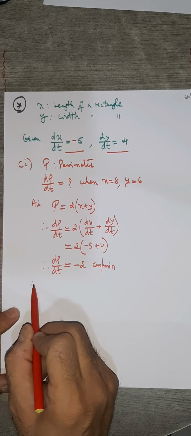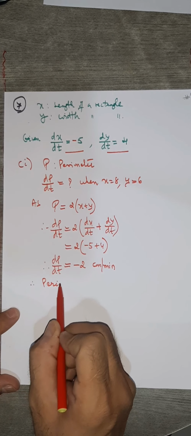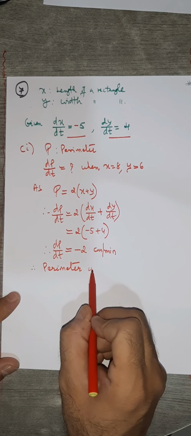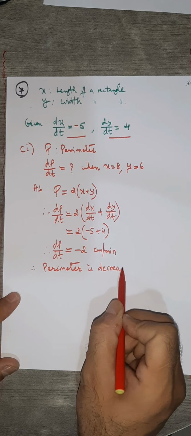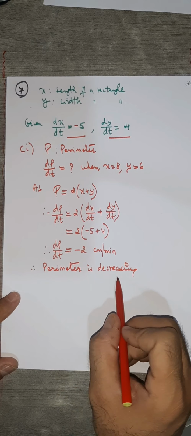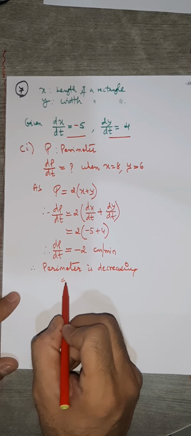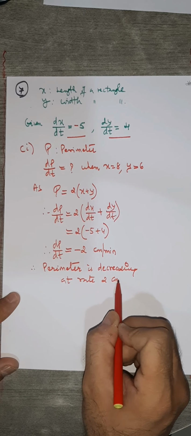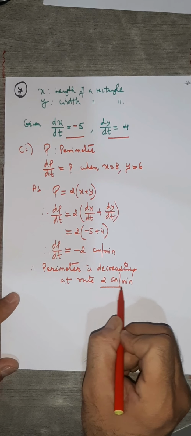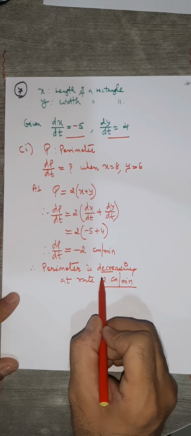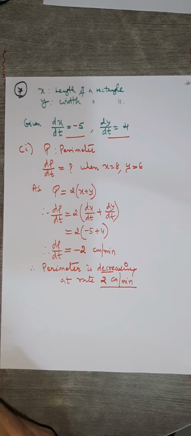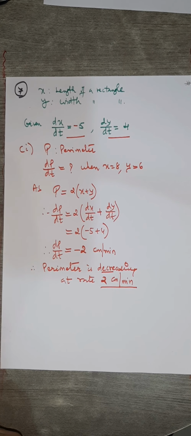So what does this minus sign indicate? Therefore you can write, if you want, the perimeter is decreasing at a rate of 2 centimeter per minute. Since I've used the word decreasing, there is no need to put the minus sign here, but this minus sign indicates there is a decrement in the perimeter. Okay, what's the second sub question?